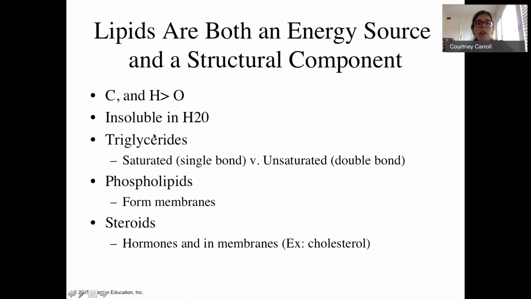Lipids are the macromolecule that don't really fit into the normal categories. So we're not going to be talking about a monomer or a polymer with lipids. I apologize. We can talk about what they do. Lipids also have carbons, but they have a lot more hydrogens than oxygens. And lipids are insoluble in water. So if you put oil in water, they're going to separate. They're going to form 2 layers. They're made of things like triglycerides, which are either saturated or unsaturated, phospholipids, which form our membranes, or steroids, which are also important for membranes, but are better known as hormones.